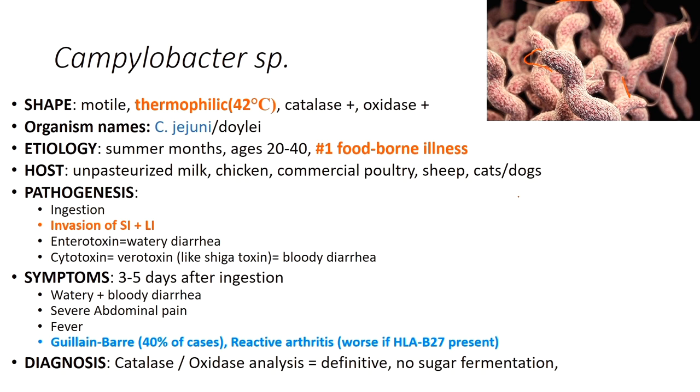So these guys are actually thermophilic. This is one of the key features for Campylobacter, that they're thermophilic. They like to grow at 42 degrees Celsius, where our normal body is 37 degrees. It will grow at 37, but it likes 42.